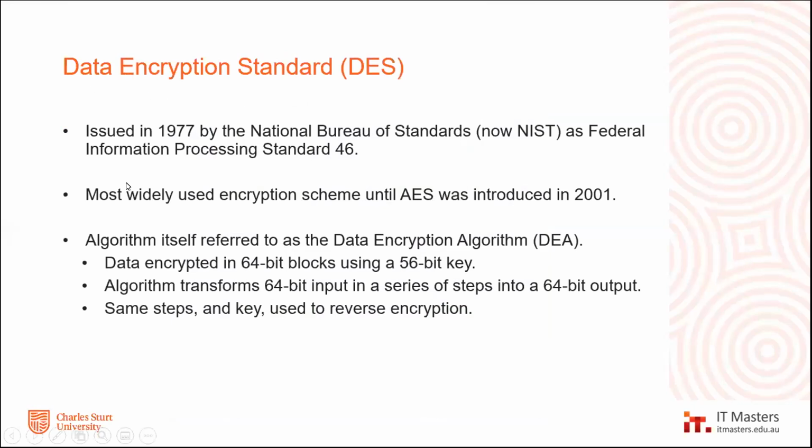The Data Encryption Standard is a block cipher that was issued in 1977 by the National Bureau of Standards, which is now NIST, the National Institute of Standards and Technology, and it was called Federal Information Processing Standard 46. If you want to read something to go to sleep, go for your life. That's definitely something I would recommend. It was the most widely used encryption standard until AES came along in 2001. AES is far superior.